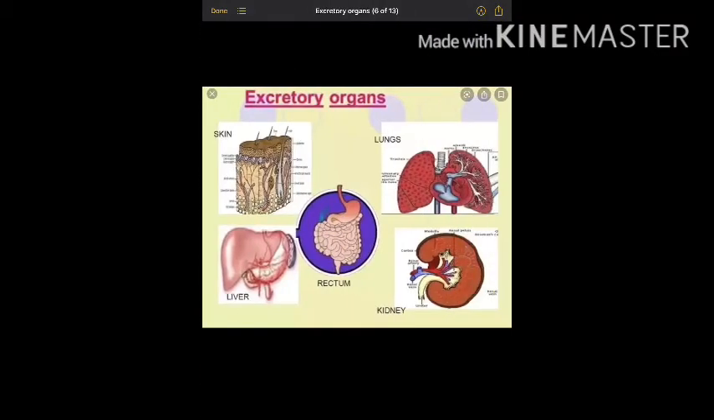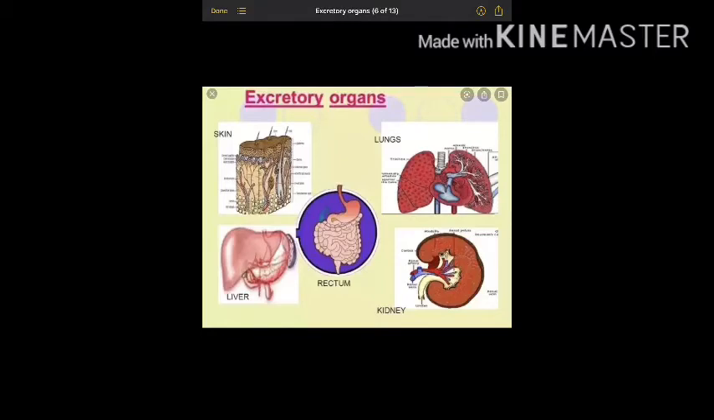Okay, now after this, our next topic in the same chapter is the excretory system. Now, the main role of the excretory system is what? To excrete out waste from our body. Excrete out means to move waste out of our body. So there are many excretory organs in our body, organs which help to get rid of waste from our body.